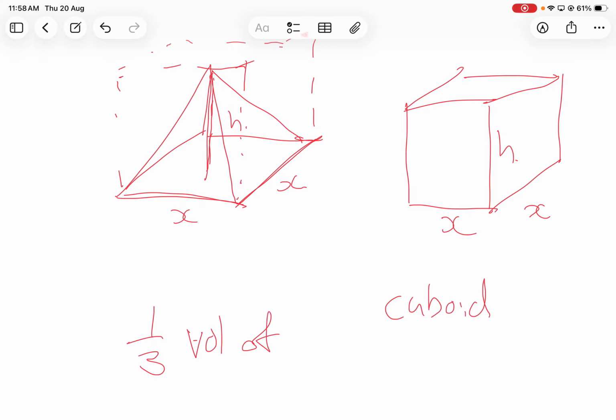Yeah, 3 times smaller, you 1/3. 3 times smaller is 1/3 of everything. 3 times smaller. Yeah. Okay?